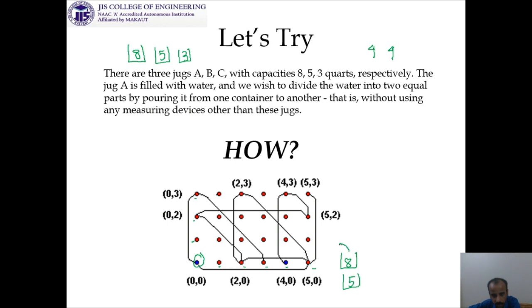If you just fill it totally, then you can make it 5, and the second container, which has the capacity of 3, will remain blank. So you are in the position of 5 0. So this connection is possible, but this connection is not. Similarly, this connection is possible, but this connection is not. This is the presentation. Now it is your duty to think about how to proceed.